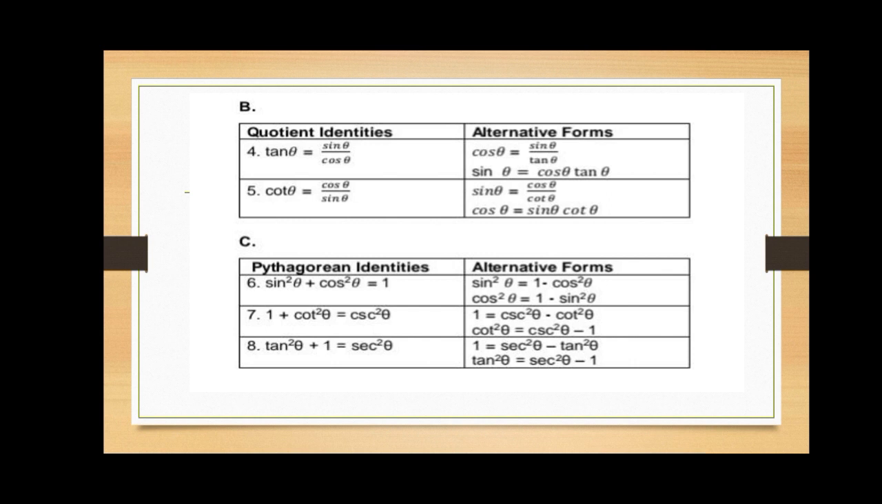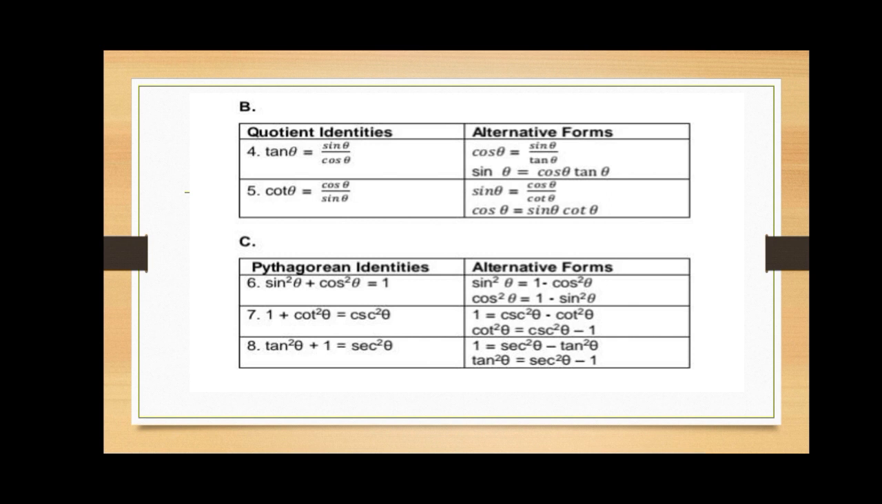Letter B, quotient identities. First is tangent theta is equal to sine theta over cosine theta. In alternative forms, cosine theta is equal to sine theta over tangent theta. Sine theta is equal to cosine theta times tangent theta. The next one is cotangent theta is equal to cosine theta over sine theta. Sine theta is equal to cosine theta over cotangent theta. Cosine theta is equal to sine theta times cotangent theta.